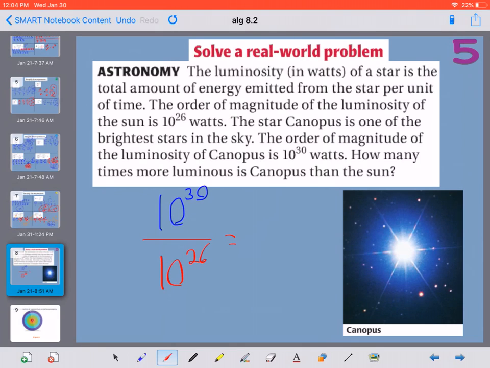So 10 to the 30th over 10 to the 26th, then we did 30 minus 26. We'd get 10 to the 4th power. Now if we wanted to simplify that, that's just saying there's 4 zeros. So it'd be 10 plus 1, 2, 3 more zeros.